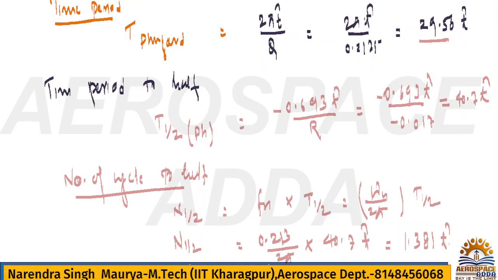This part is done. This problem is done. I told you we have to solve one problem which was asked in GATE. They have asked multiple problems actually, but we will try at least one based on this. It's very simple.